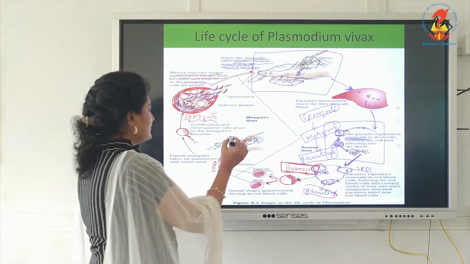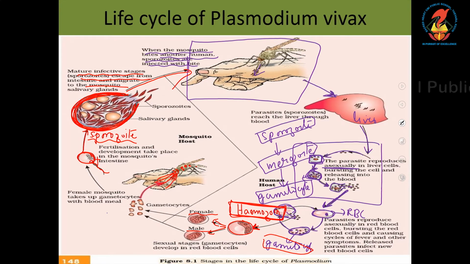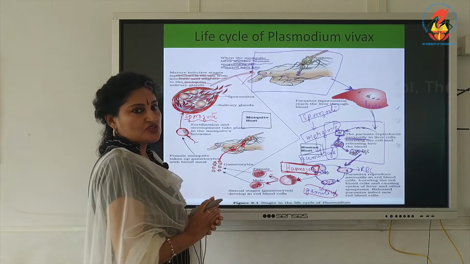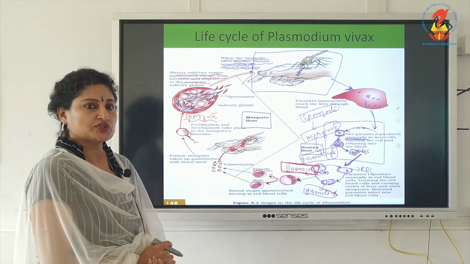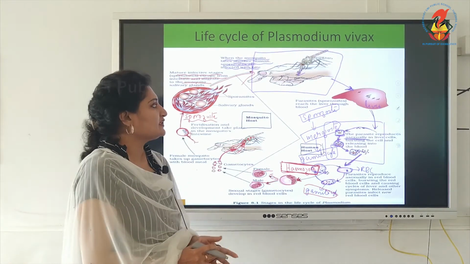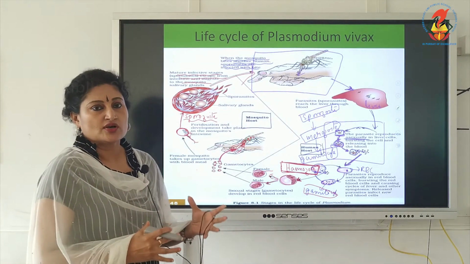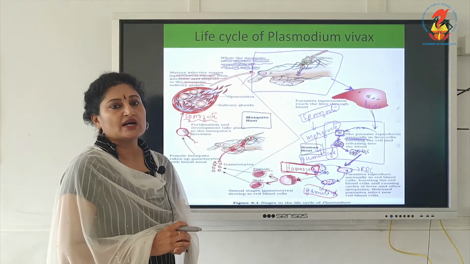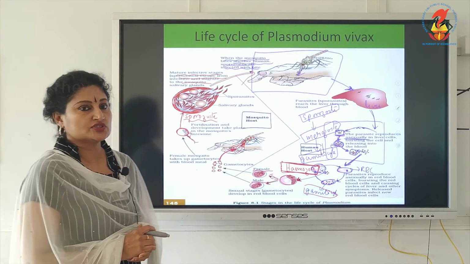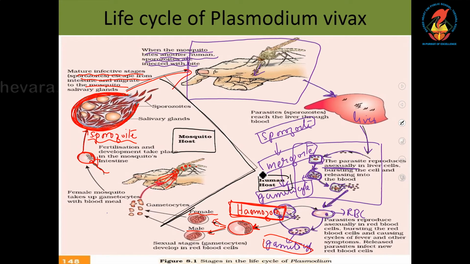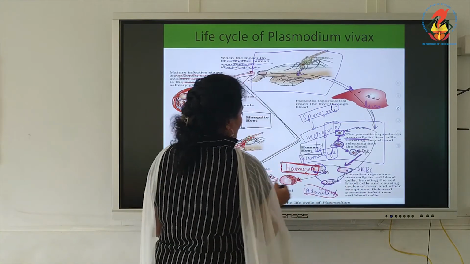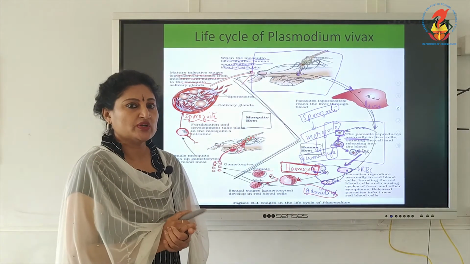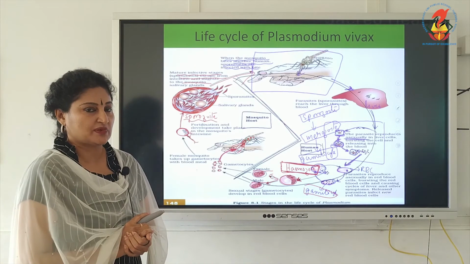So, we notice the two hosts, mosquito and man. In man, remember which reproduction is occurring? Asexual reproduction. And in mosquito, which reproduction? Sexual reproduction. This is very, very important. It can be asked to describe the entire life cycle, or to describe the sexual phase, so only this part. If they ask to describe the asexual phase, it is this part of the life cycle. Learn to draw with diagrams, and the diagrams should be self-explanatory.